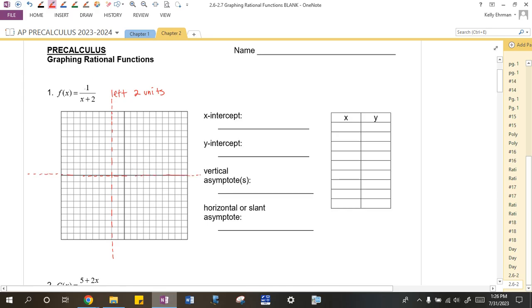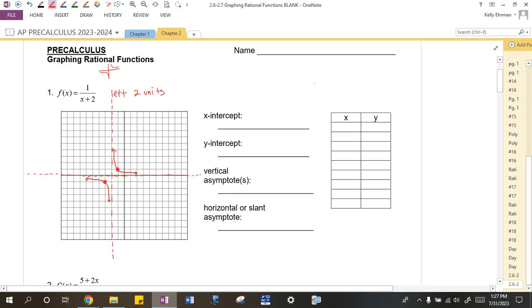And then remember the original points for the 1 over x function are like this. So instead of the point being at 1, 1, it's right here. So -1, 1, and -3, -1. So that was me graphing based off of the parent function, 1 over x, and just shifting everything left 2. That's what we did way back in chapter 1.